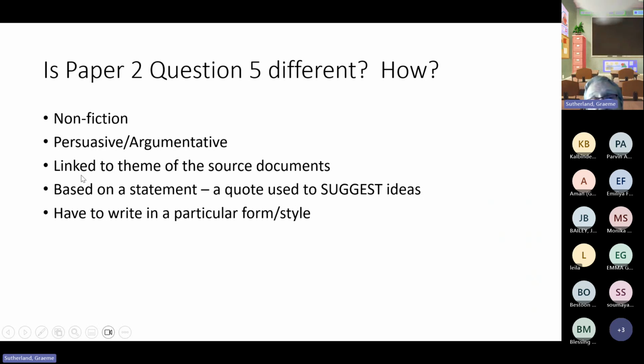Whatever you're asked to write about will always be linked to the theme of the source documents in part A. So if part A is about extreme sports, question 5 will be about extreme sports in some way. If it's about the weather, like thunderstorms and so on, then it will be about extreme weather in question 5. That's so you can go back, and if you have really no ideas about that subject at all, you can look at the documents you've been answering questions on and use bits from them. They do that deliberately, so you've got some things you can draw on. It will always be based on a statement, a quote that's used to suggest ideas. And you will always have to write in a particular form.